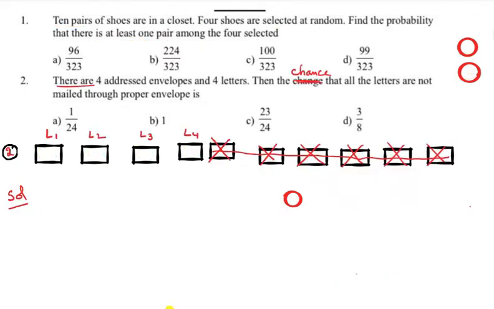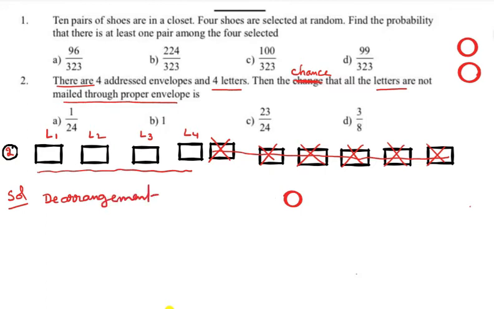There are 4 addressed envelopes and 4 letters. These are the 4 envelopes and we have 4 letters. He is saying all the letters are not mailed through the proper envelope. That means all the letters reached the wrong address. So here I am going to use the derangement principle.